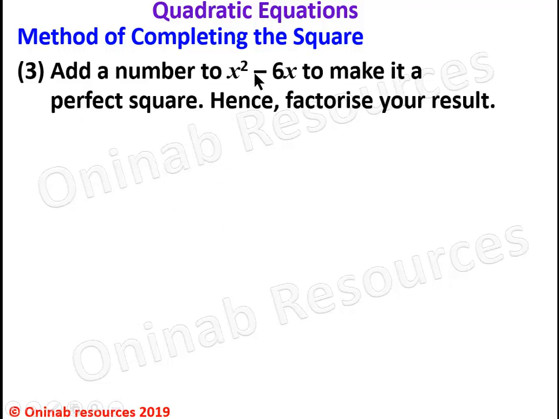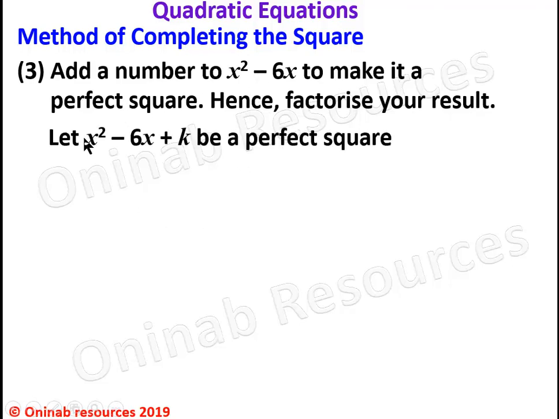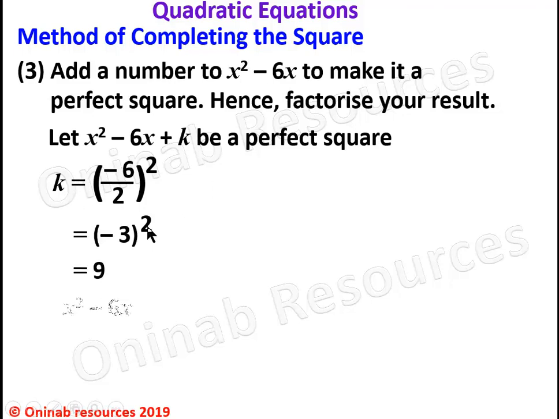Add a number to x squared minus 6x to make it a perfect square. Hence, factorize your result. Now we will let x squared minus 6x plus k be a perfect square. Then from here we take k to be, find the coefficient of x here, which is negative 6. We divide it by 2, square it. So negative 6 divided by 2 gives negative 3 squared. And negative 3 squared gives 9. So since we've gotten k, we add it to the expression: x squared minus 6x plus 9.